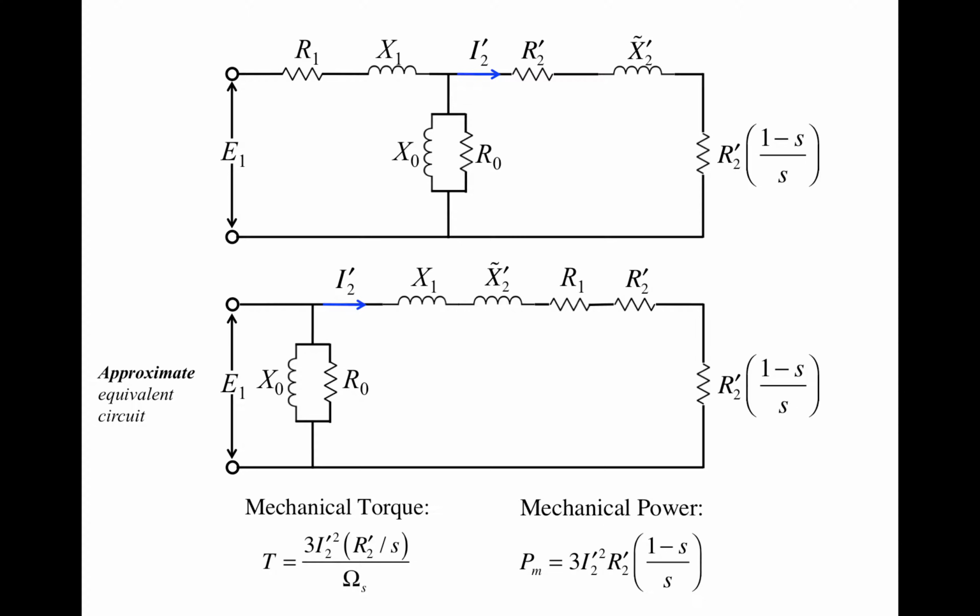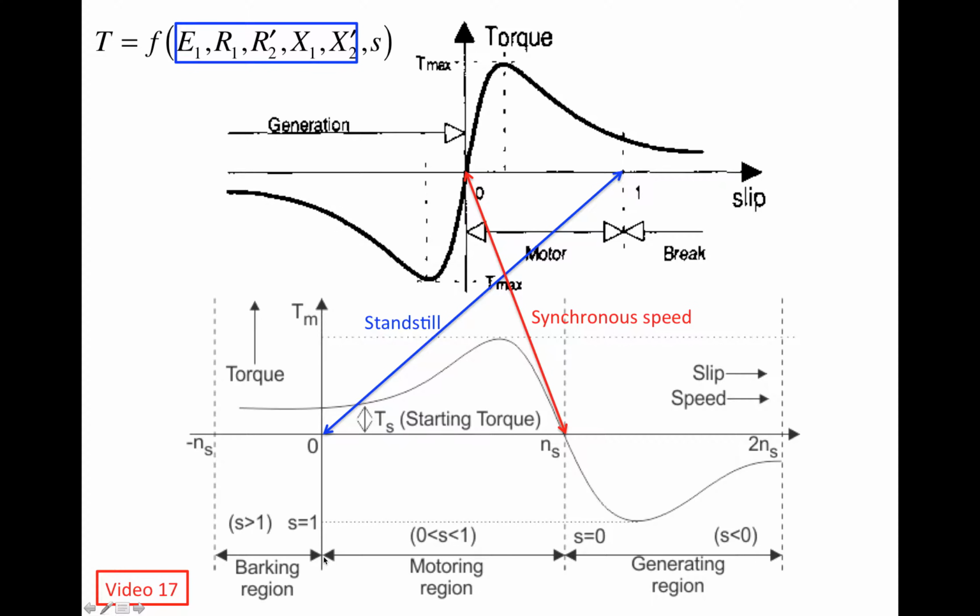So once we obtain the solution for the I2 prime, we can bring it into the expression for the power and the torque, right? And the exact expression for the torque is still quite long. In practice, this expression is not presented as an equation, but presented as a curve, the so-called torque slip curve.